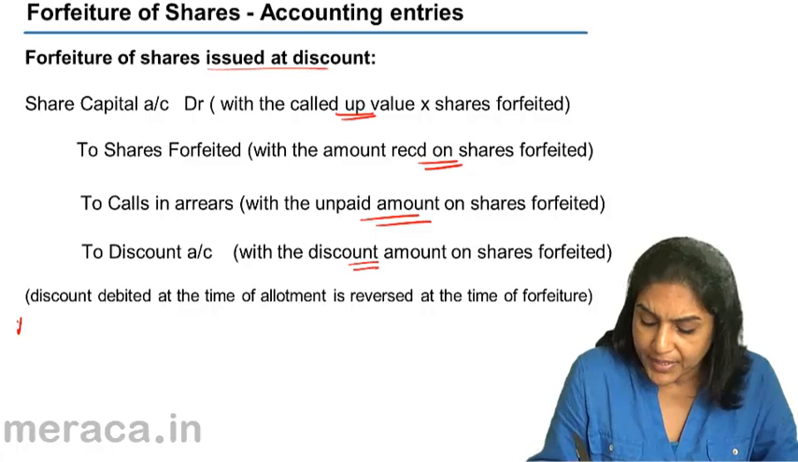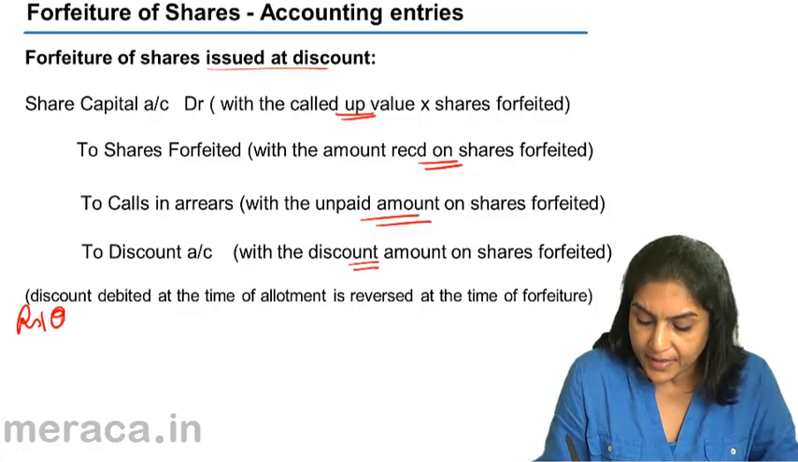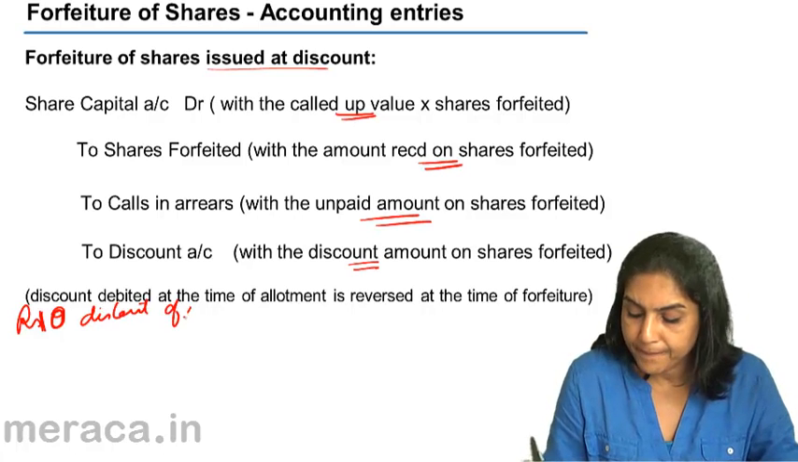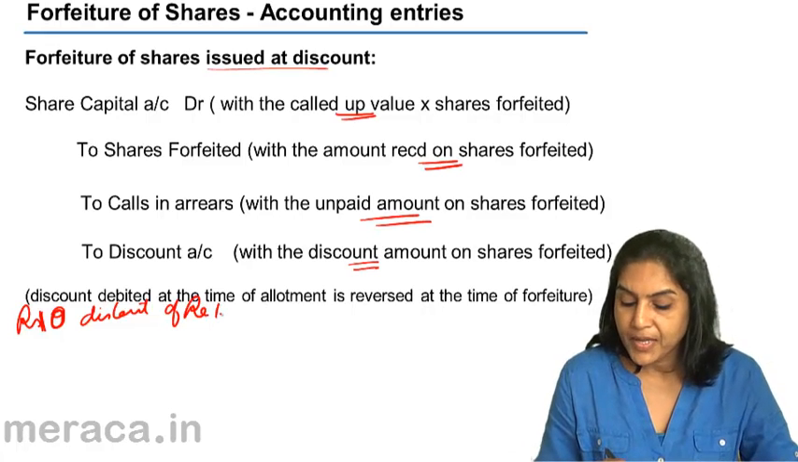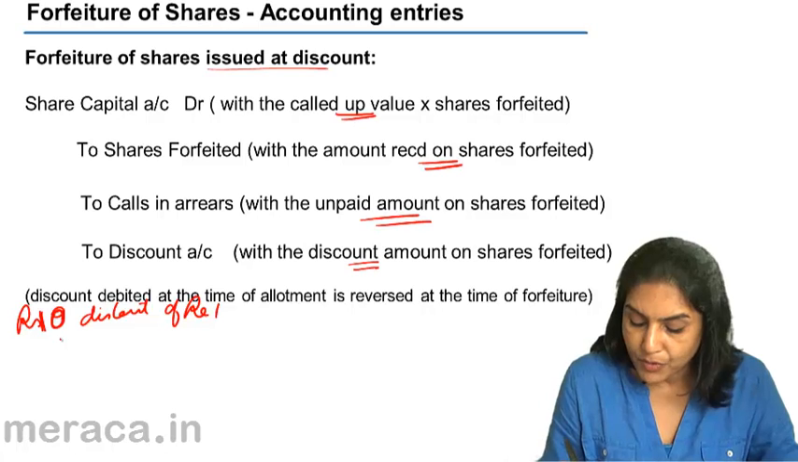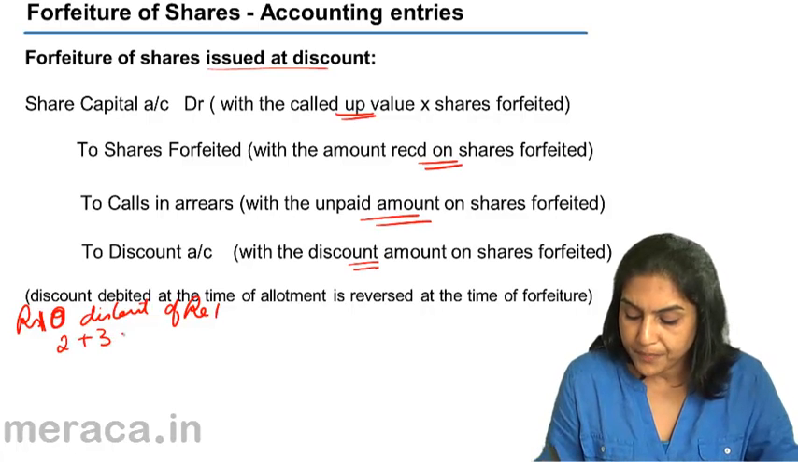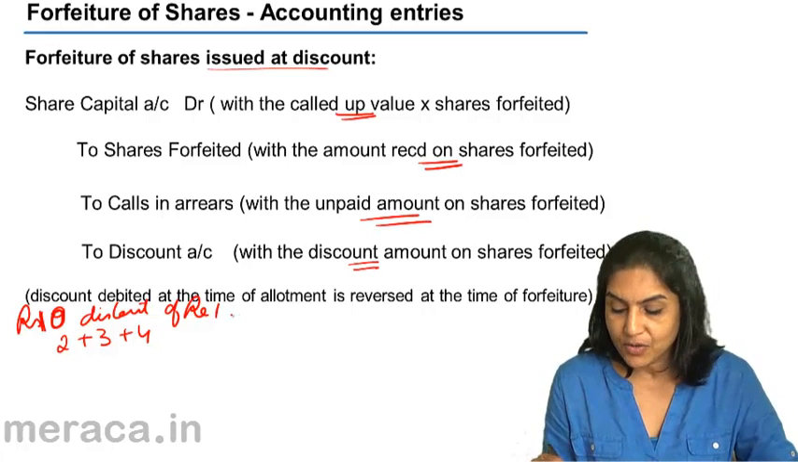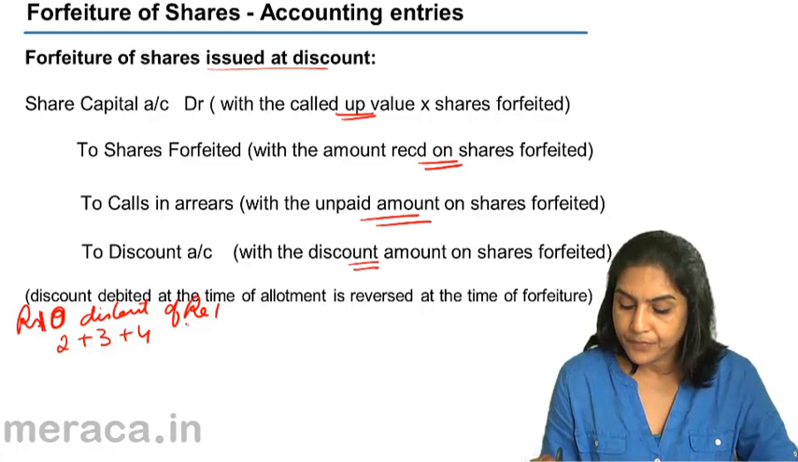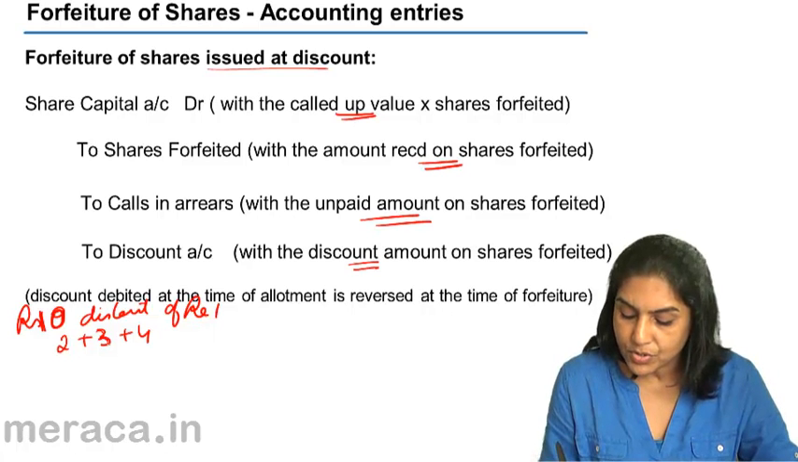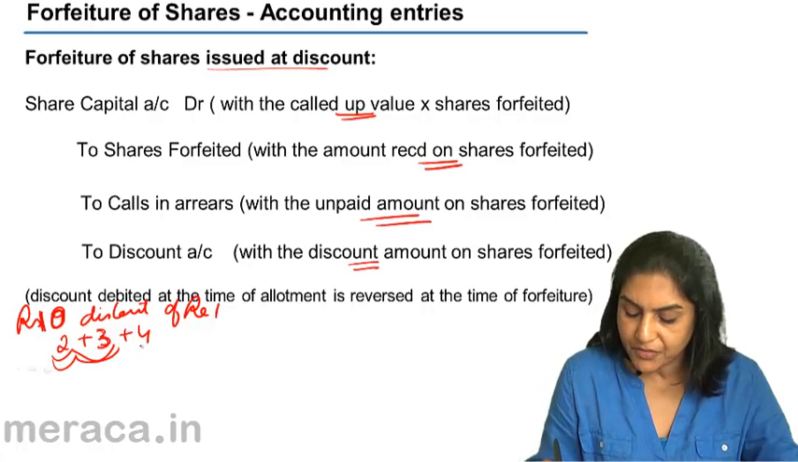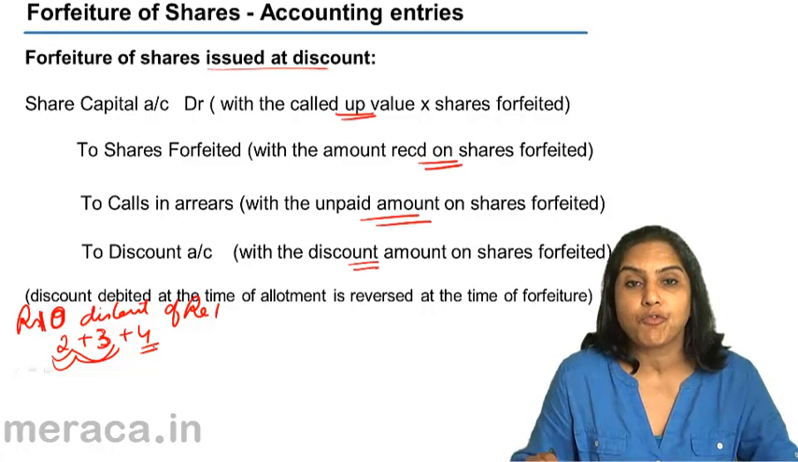So suppose we take a share of rupees 10 which is issued at a discount of rupee 1. In such a case, let us say the amounts payable were 2 plus 3 plus 4, because totally only 9 would be paid. Rupee 1 is a discount. Let us assume that the first 2 installments were received and the final installment of 4 was not received.